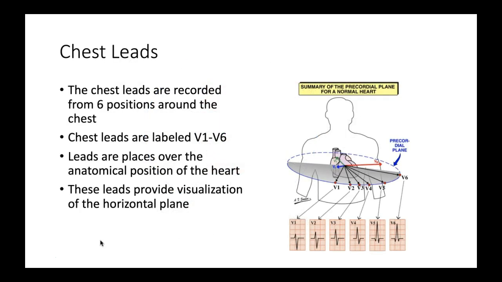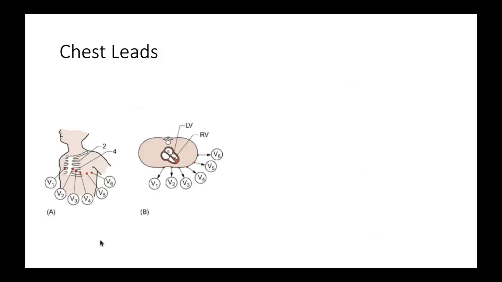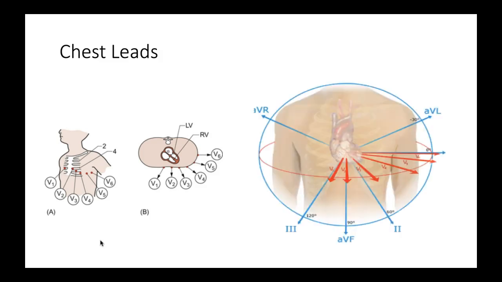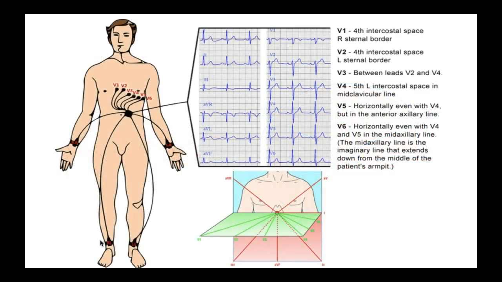We also have 6 chest leads positioned around the chest. We call them V1 through V6, and they provide us with a visualization of the horizontal plane. So this shows you the position of V1 through V6, and basically you're looking at the front of the heart. You see that? And the lateral side of the heart. So anterior and lateral. And this just shows you the 2 different planes and where you would have all those leads positioned to get exactly this, the 12 lead EKG.